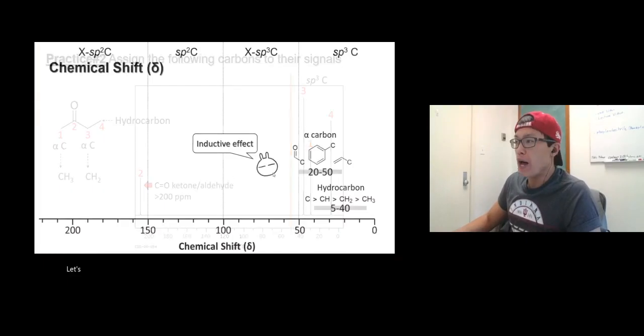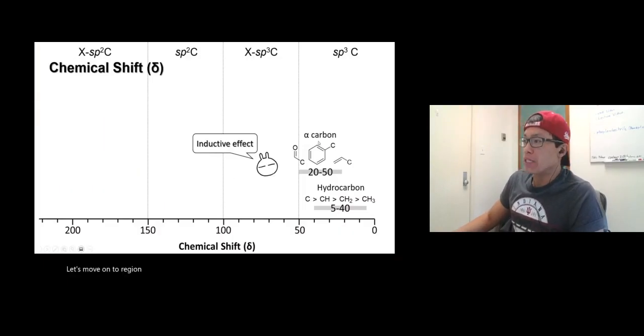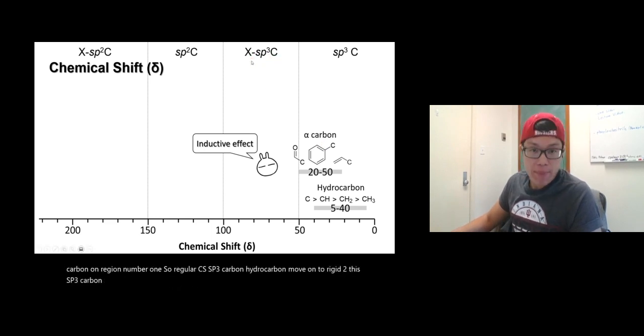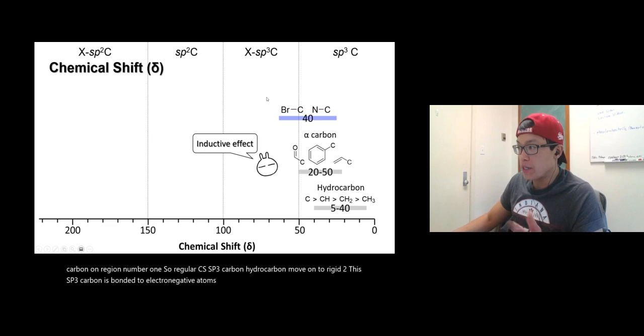Let's move on to region number two. In the previous video, we talked about the regular carbon in region number one, so regular sp3 carbon hydrocarbon. Move on to region number two. This sp3 carbon is bonded to electronegative atoms, for example, bromine and nitrogen.